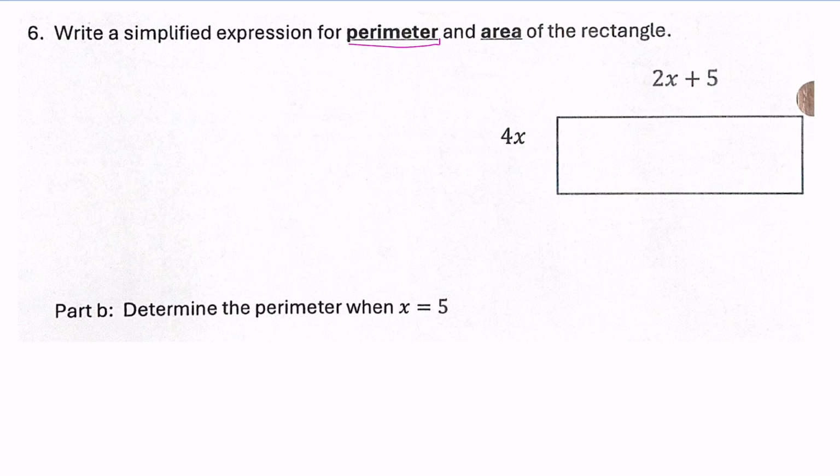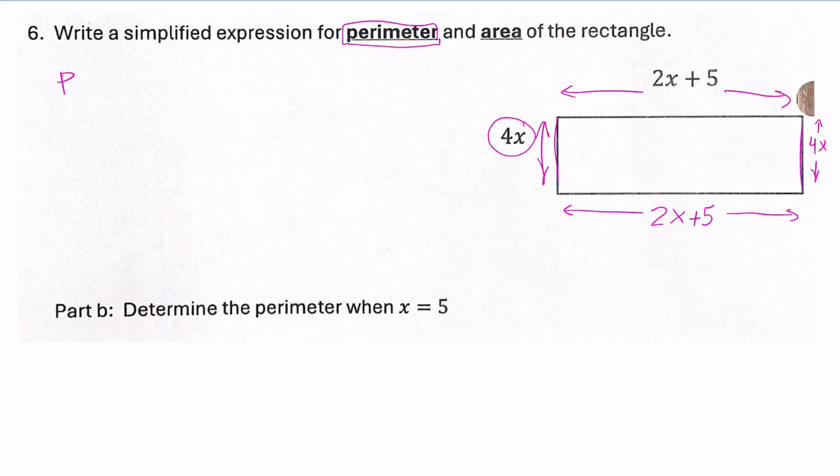So let's go ahead and find the perimeter first. We're given this rectangle, right? We know for a rectangle, the two opposite sides are the same, so 4x and 4x. If this side is 4x, then this has to be 4x as well. And if the length is 2x plus 5, then this would have to be 2x plus 5 as well. Okay, that's how rectangles work. Now I have all 4 sides.